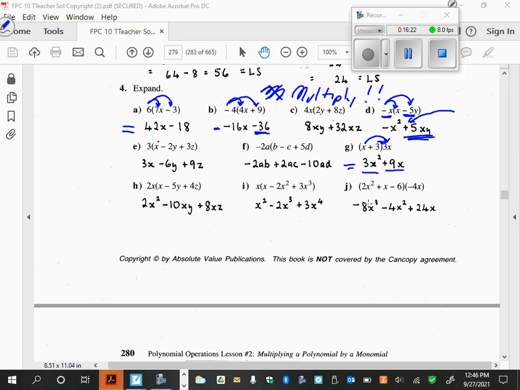Good, good, good. Any questions on any of these? If you do, ask me in class, ask me now, or ask me in math help. How any of those became that.